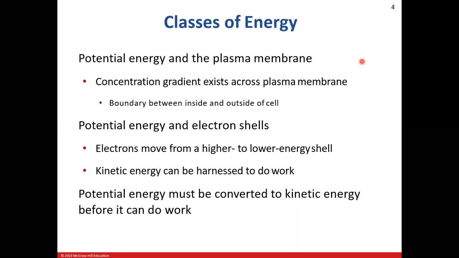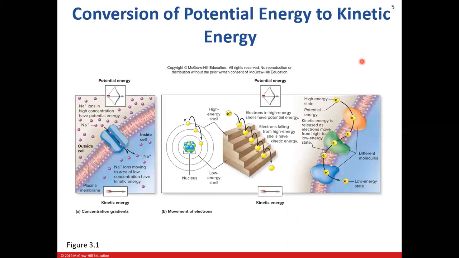Kinetic energy can be harnessed in these processes to do work. But in order for potential energy to do work, it actually has to be converted from its original potential energy form to kinetic energy before it can do work. So here are a couple of graphics. Here we have a concentration gradient, where we have a very high concentration of sodium and a very low concentration of sodium here. This is outside the cell.